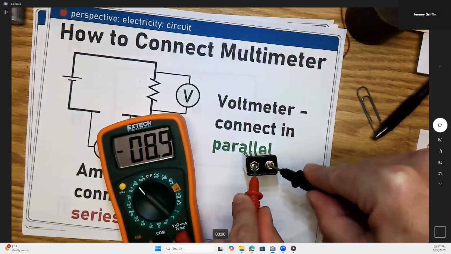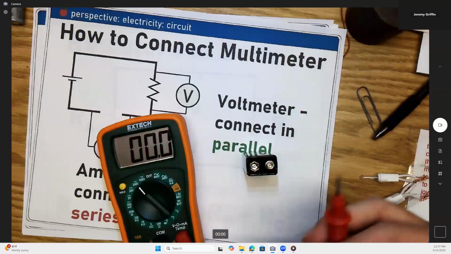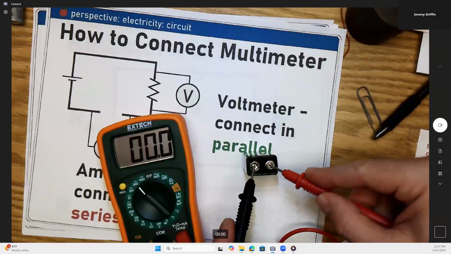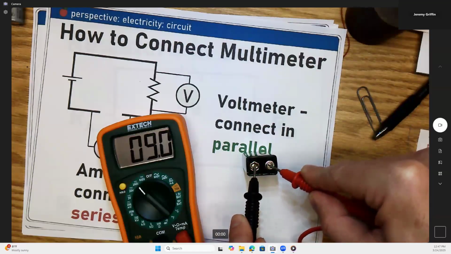Ooh, negative 8.9. Hey, how could it be negative? What can I change to make it positive? Switch the leads. Maybe I should put this red lead on the positive and the black on the negative. Ah, now it's positive. It's positive 9. You see 9 volts? That's a 9-volt battery right there.